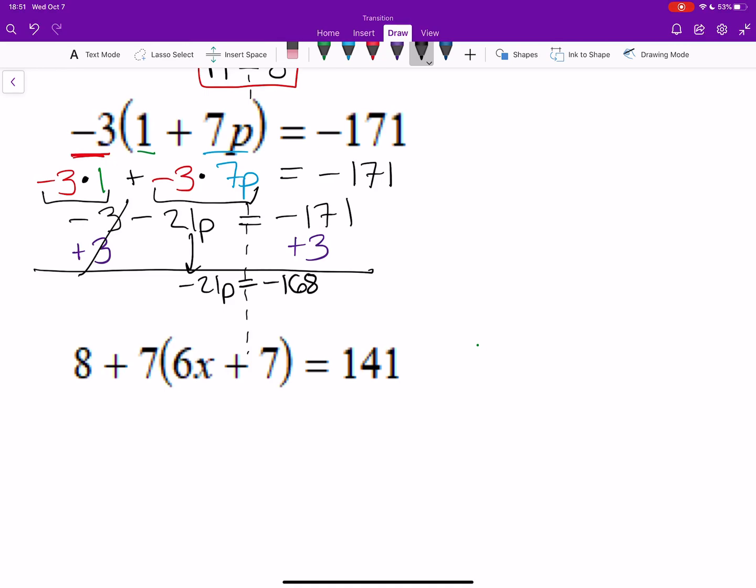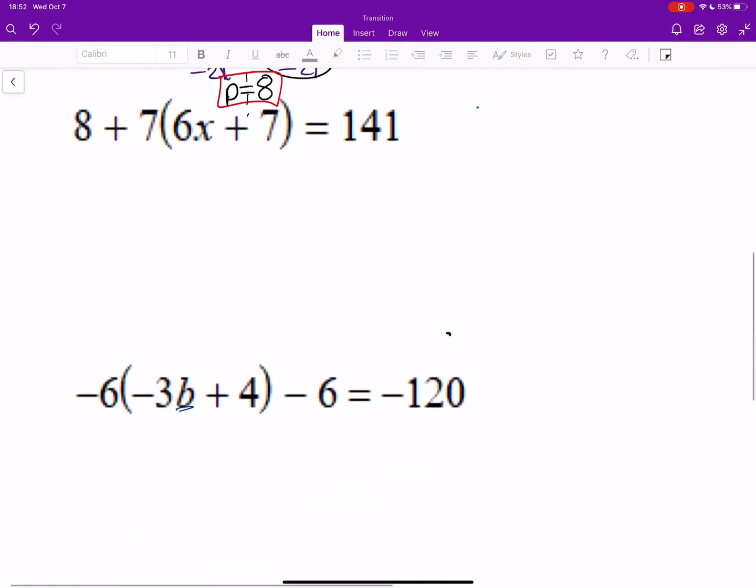Okay, finally, I can still see that p is not quite by itself. I need to get rid of that 21. I asked myself, how is it attached to p? Well, it's attached by multiplying, so I need to divide both sides by negative 21 so that I get a single p by itself. And my final answer, I got to type this in the calculator, p equals a positive 8.